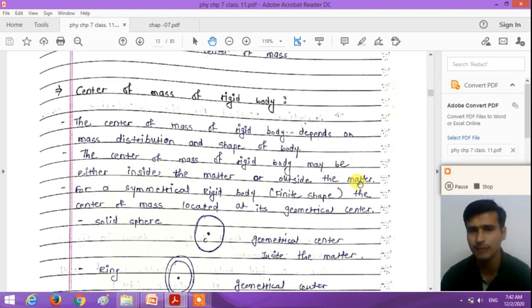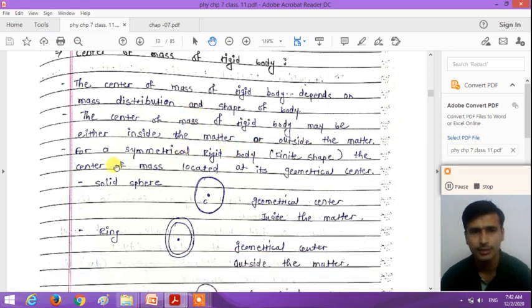The center of mass of the rigid body may be inside the matter or outside the matter. Or we can think about where the center of mass of the rigid body is located: is matter there or is matter not there? So the center of mass of the rigid body may be inside the matter or outside the matter. For example, for a symmetrical rigid body of finite shape, the center of mass is located at its geometrical center.